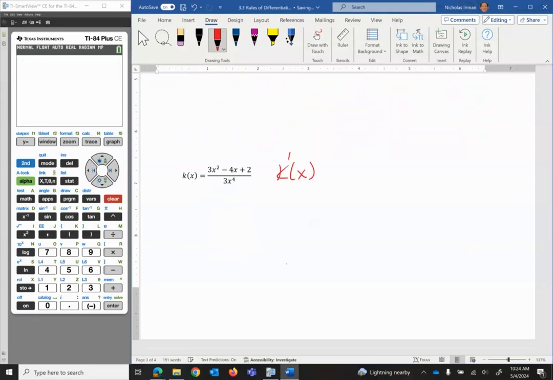The derivative of a quotient, we do the derivative of the top. So the derivative of our top thing, 2 times 3 is 6x, minus 4. Derivative of 2 is 0. Times the bottom left alone, minus the derivative of the bottom. 4 times 3 is 12, and reduced by 1, times the top left alone, over the bottom squared.